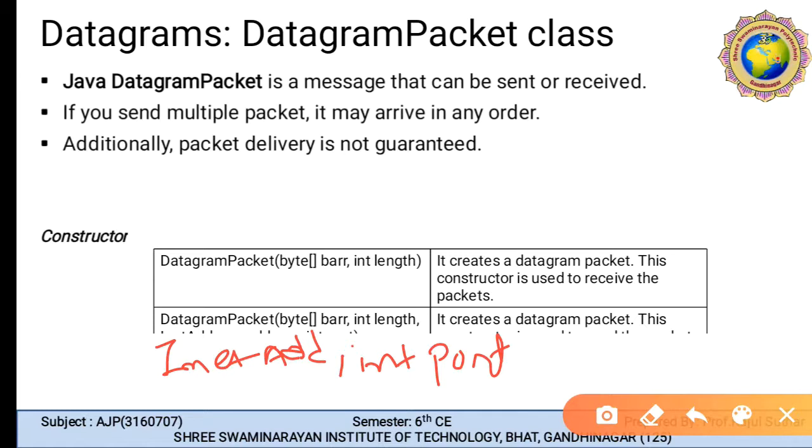So it creates the datagram packet. The first constructor creates a datagram packet object that receives a packet of specified length in a specified byte array, while the second constructor creates an object that sends the datagram packet of specified length at a specified port number of a specified address.